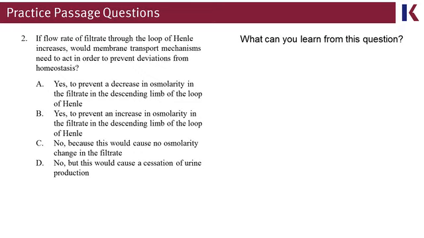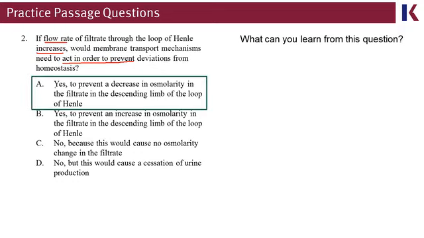This question said, well, suppose the flow rate increases in the loop of Henle. Then the question doesn't quite ask what happens next. It asks a yes or no of, would the kidney have to act in order to prevent a deviation from homeostasis? In other words, if you rephrase this question, if flow rate increases through this countercurrent multiplier, would it mess things up? Because if it would mess things up, then those transport mechanisms will need to act in order to prevent that. And the answer here is A. Those mechanisms will have to act.